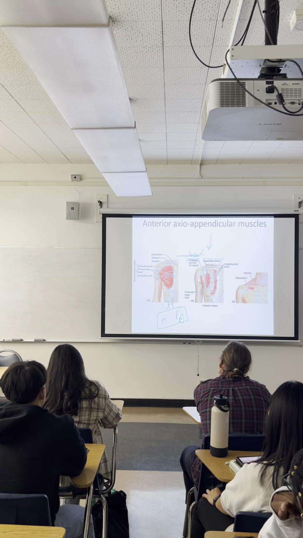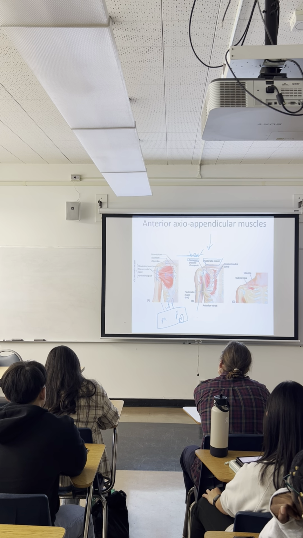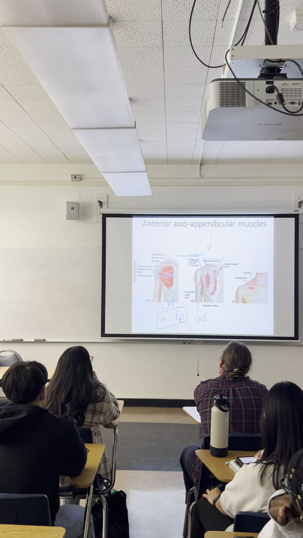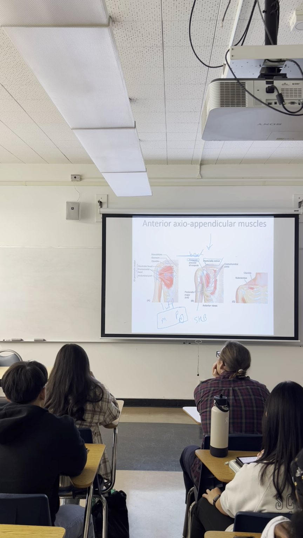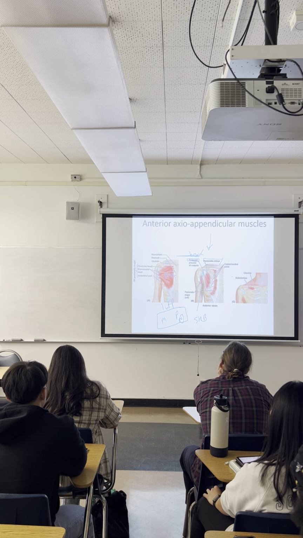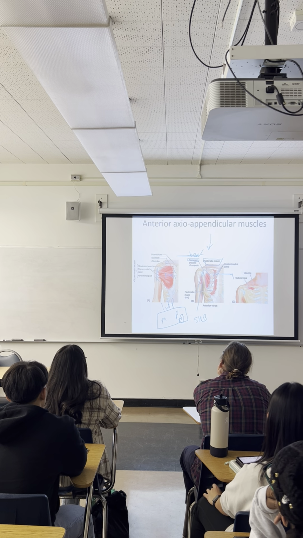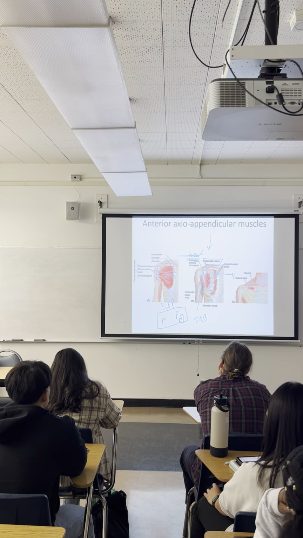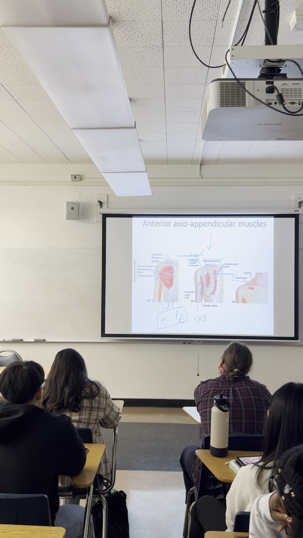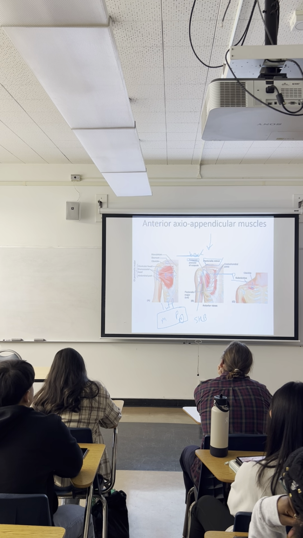To remind you of the other two, short head of biceps and coracobrachialis, which we'll see in a second. They made a mistake in this textbook. There's a P here. Subclavius muscle. The subclavius depresses the clavicle.